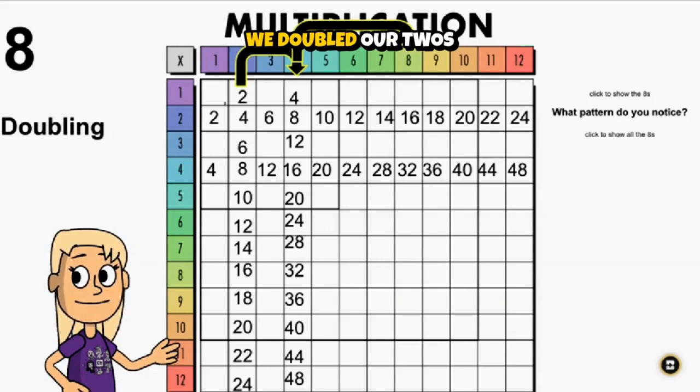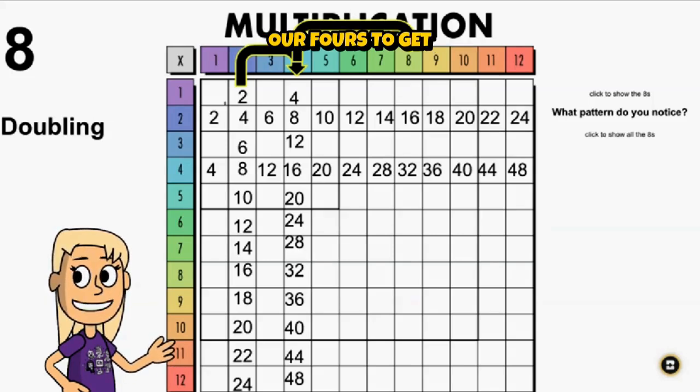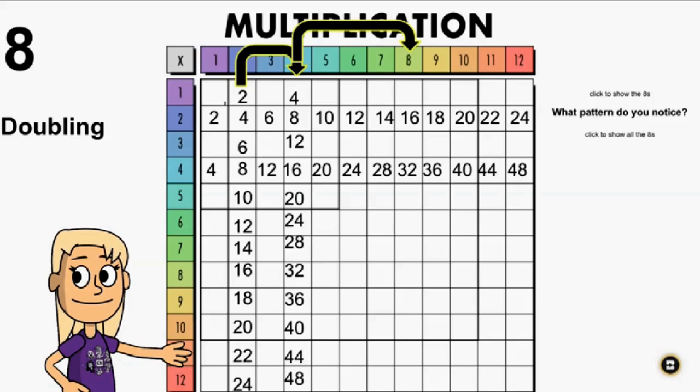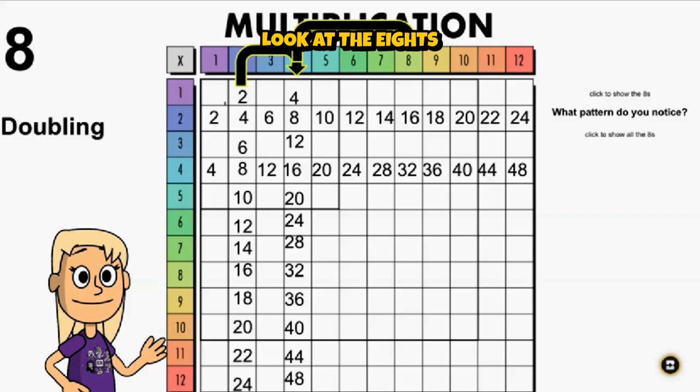So we doubled our 2s to get our 4s, and now we're doubling our 4s to get our 8s. We're not going to double the 8s, because that would be 16, and that is off our chart. So once we get our 8s, we're going to stop there. Let's take a brief look at the 8s.